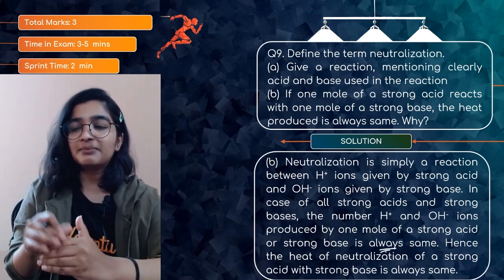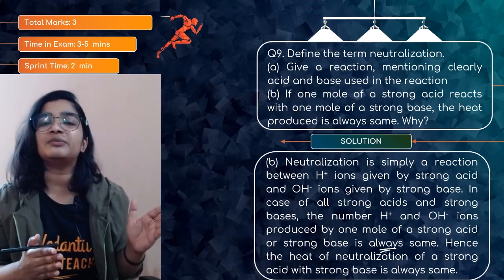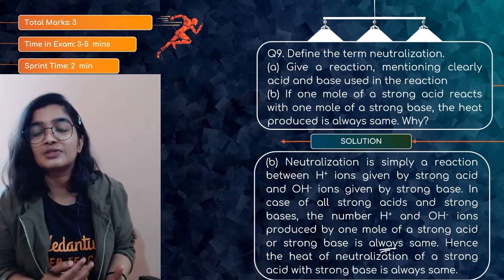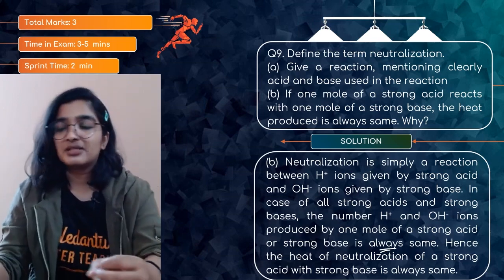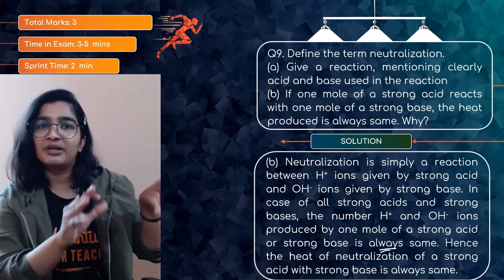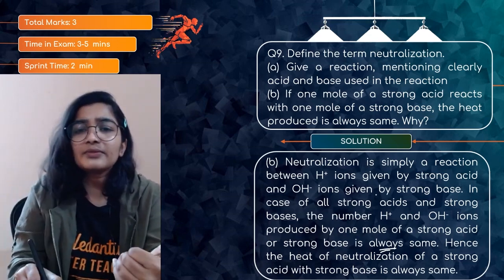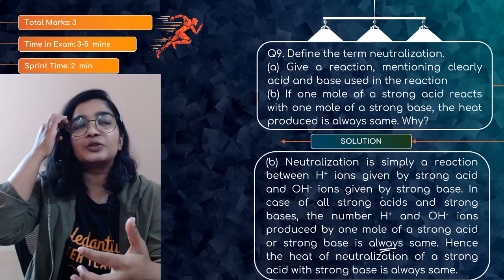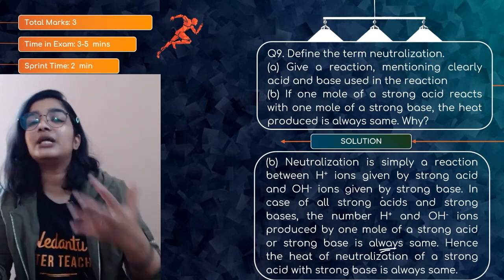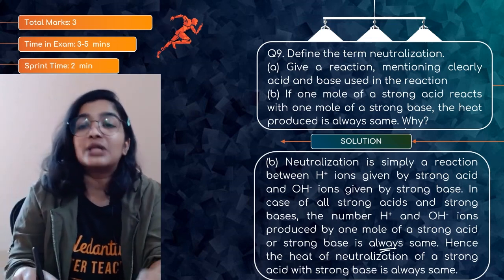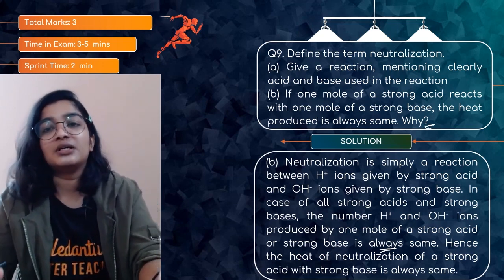So neutralization means, there won't be any change in oxidation or anything. It's just a double displacement reaction where there will be exchange of ions. So it is a simple reaction between H plus and OH minus. So you're getting water, and whichever remaining ions will be there, they will form a salt. So the amount of hydronium ions produced by a strong acid and the amount of hydroxyl ions produced by a strong base will be same. That exactly is the reason the heat produced will be same.